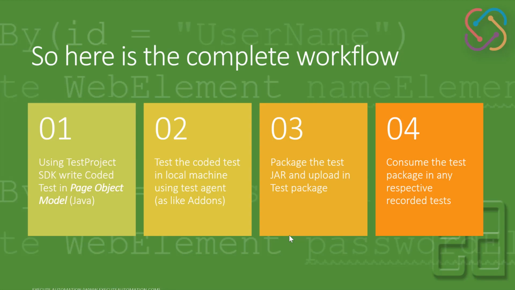So we are going to write the test using Java in page object model. And then we are going to test the coded test that we have written on our local machine using the local test agent, pretty much like how we did in the add-on. And then we are going to package the test jar file and upload the test package into the test package option which is available in TestProject. And then we are going to consume the test package in any respective recorded tests.